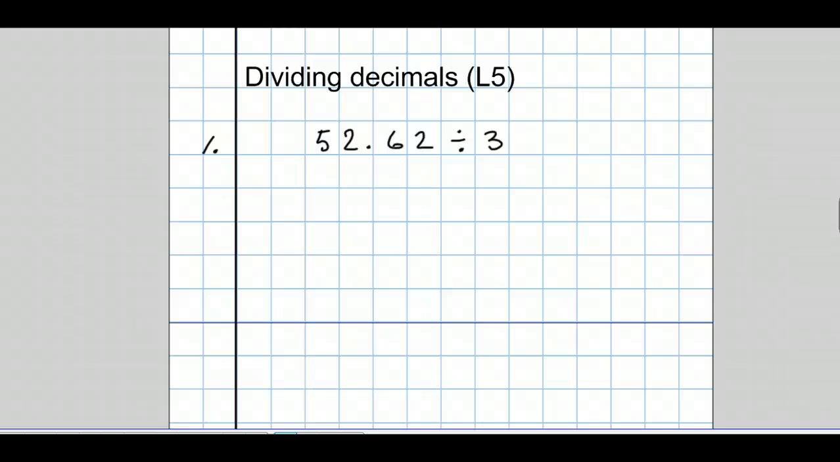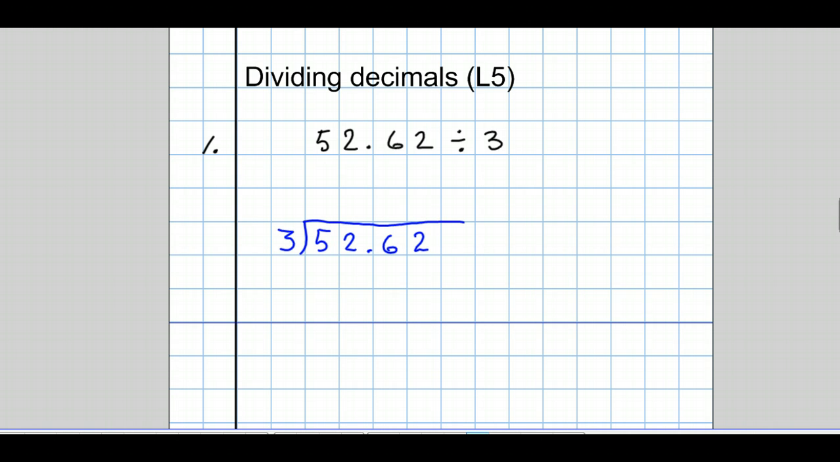Hello there. We're going to look at dividing decimals. And the first example we're going to look at is 52.62 divided by 3. Now, when we see a division like this, I want you to automatically draw the bus shelter, and inside it put the first number, the number you're dividing. And outside the bus shelter you put the number you're dividing by, the divisor.